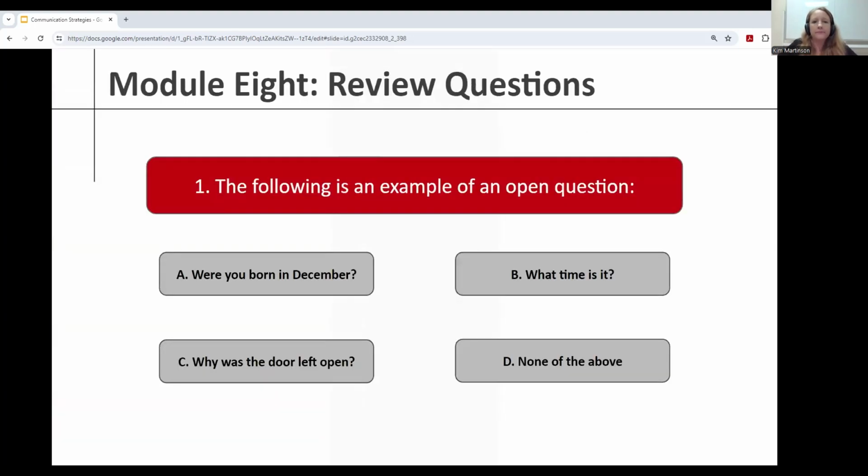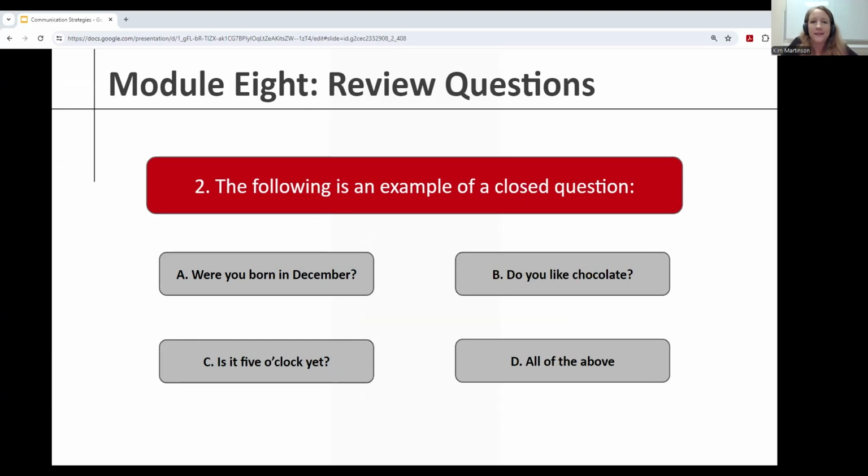Let's see that question. The questions got mixed up, so I had to open a question in the other one. Okay, review question number 8. The following is an example of an open-ended question. A, what time is it? B, you were born in December. C, why was the door left open? Or D, none of the above? C is great. Yep. There could be many reasons the door is being left open. Therefore, it's an open-ended question.